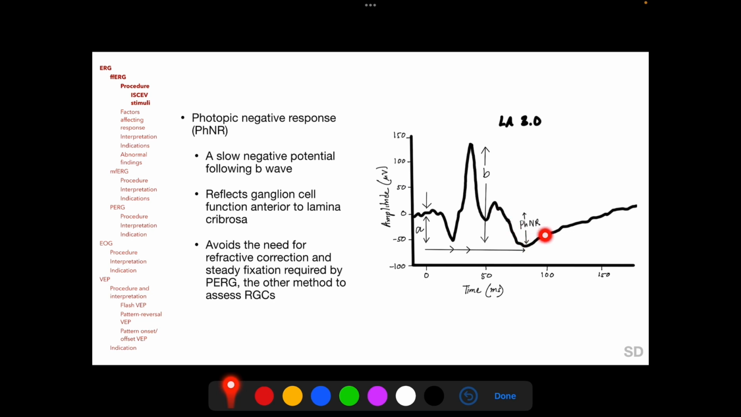The slow negative potential following the B wave in the response to light adapted 3.0 intensity stimulus is called the photopic negative response or PhNR, and it reflects ganglion cell function anterior to lamina cribrosa, and this is the only wave among the full field ERG waveforms which reflects ganglion cell function. Ganglion cell function can also be assessed by pattern ERG, but pattern ERG requires refractive correction and steady fixation, which are not required for full field ERG.